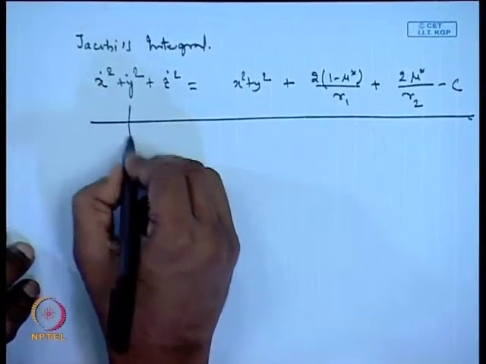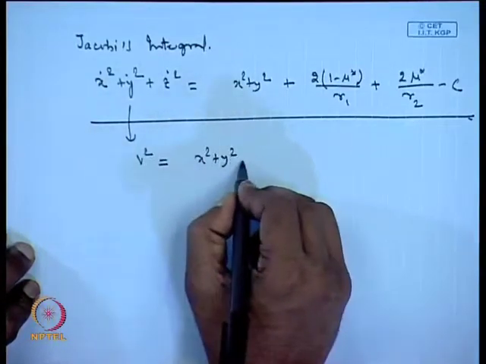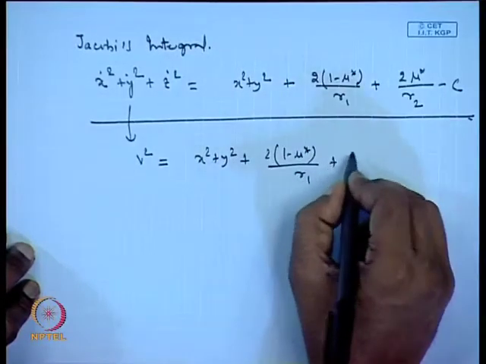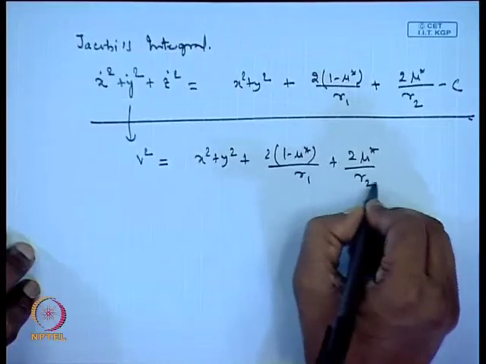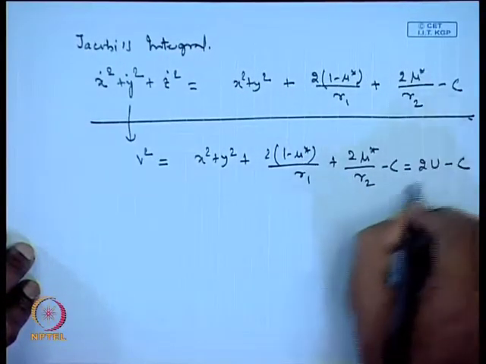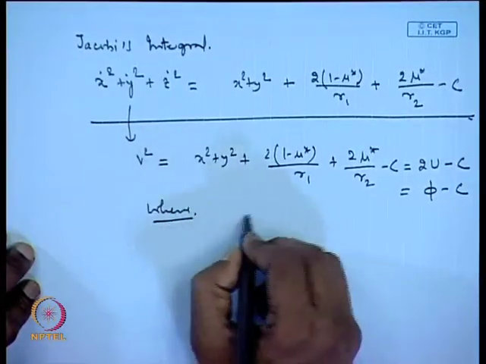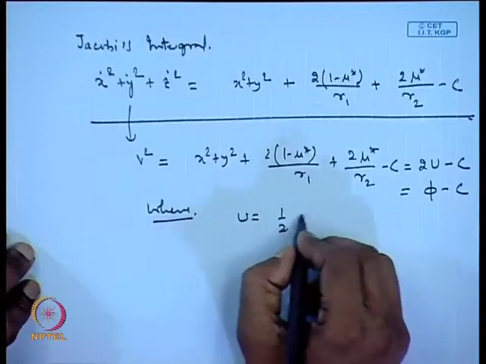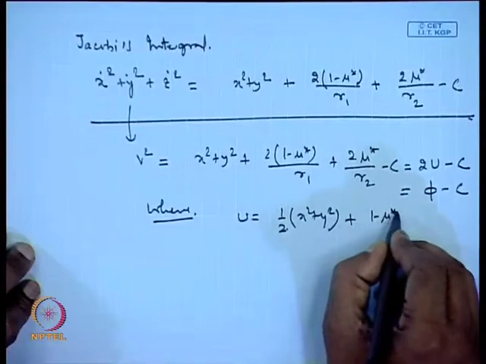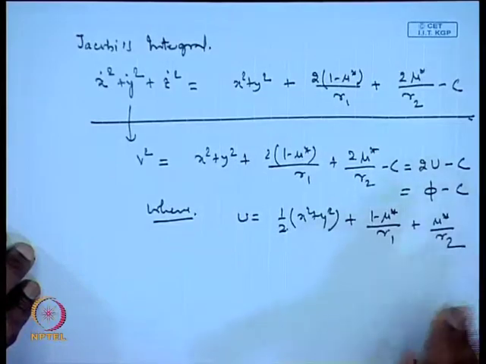and the left hand side here is nothing but v square. So, the same thing we wrote as v square is equal to x square plus y square plus 2 times 1 minus mu star by r 1 plus mu star by r 2 minus c, and this can be written as 2 u minus c, where u is equal to 1 by 2 times x square plus y square plus 1 minus mu star by r 1 plus mu star by r 2.